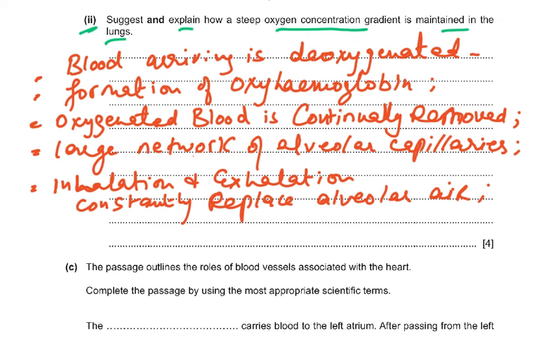So basically, how are we going to word it? Blood arriving is deoxygenated, then formation of oxyhemoglobin, then this oxygenated blood is continually removed. Large network of alveolar capillaries which is going to carry away the blood, and inhalation and exhalation will constantly replace the alveolar air.